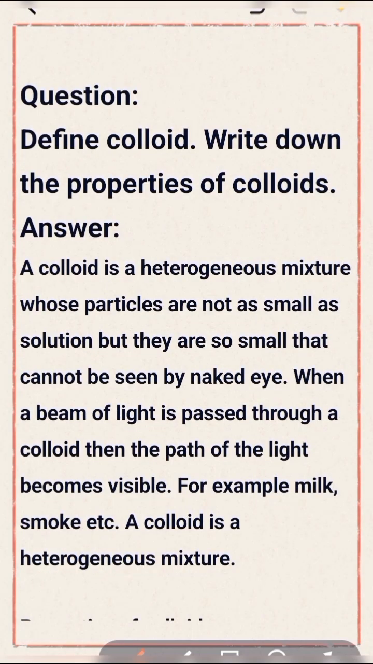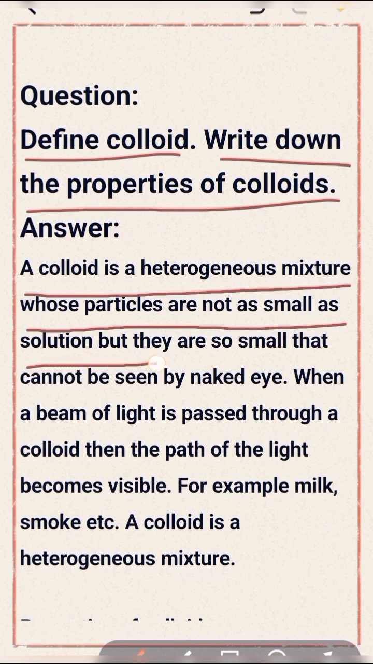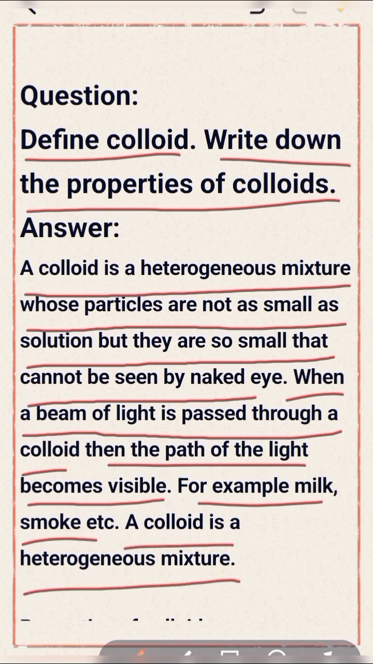Define colloid. Write down properties of colloids. A colloid is a heterogeneous mixture whose particles are not as small as in a solution, but they are so small that they cannot be seen by the naked eye. When a beam of light is passed through a colloid, the path of the light becomes visible. For example, milk, smoke, etc.